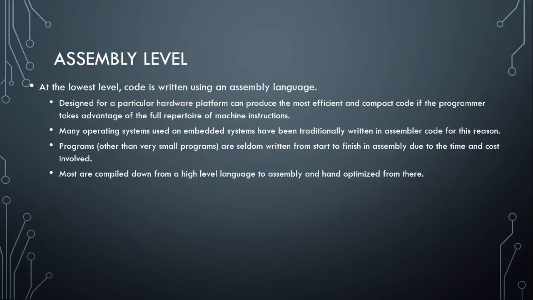Now, programs other than very, very small programs are seldom written from start to finish in assembly due to the time and cost involved. From the little bit that you guys have done with the LC3, you will have a good understanding of like, would you really want to write all your code like that? Instead, what happens often is most are compiled down from a high-level language, such as C, to assembly and hand optimized from there. So they'll write it in C, they'll convert over to assembly, and then they'll look at the individual optimizations from there.